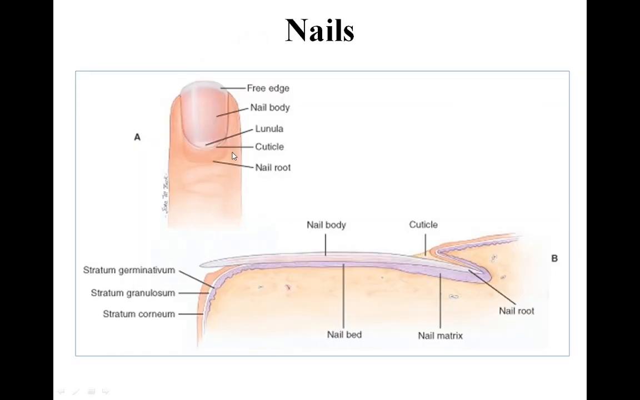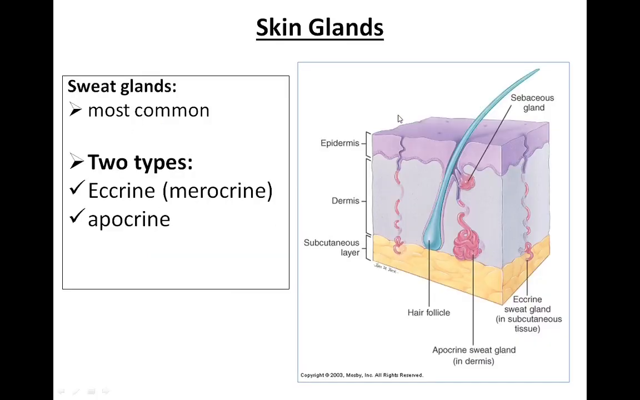Then nail. So nail is actually nothing but an extension of the stratum corneum and stratum lucidum. Or you can say that the stratum corneum and stratum lucidum become thicker than in the other parts of the body, which is called nail. Okay, and these nails are made up of keratin, and this keratin is present mostly in our stratum corneum layer.